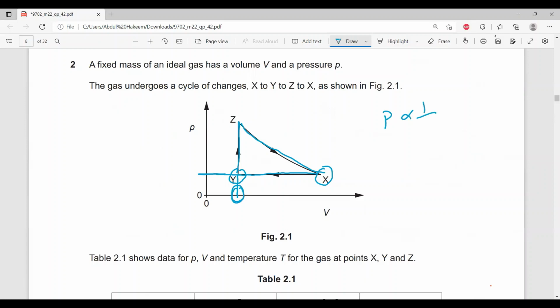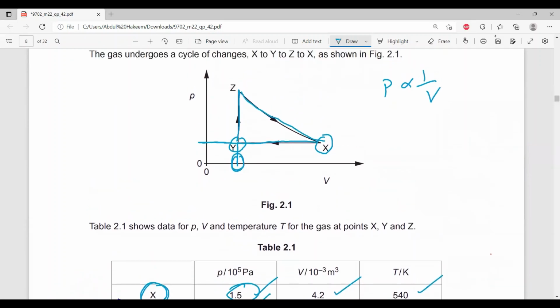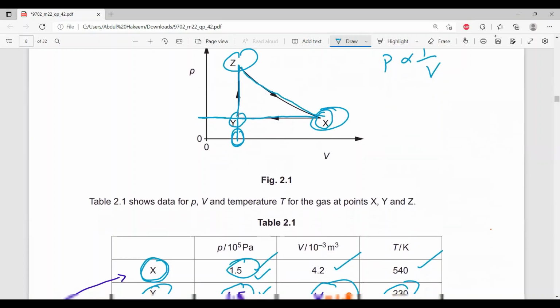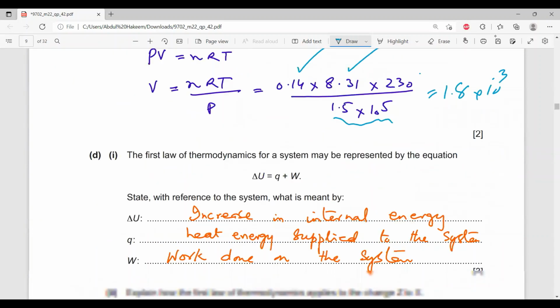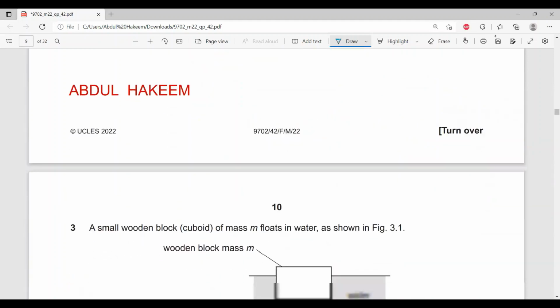Pressure is inversely proportional to volume, Z to X. Volume is increasing. There is expansion of the gas. And the pressure is decreasing due to the work done by the gas. So cooling effect, hence the internal energy decreases.